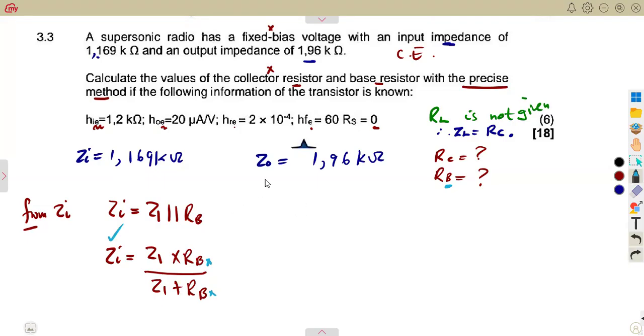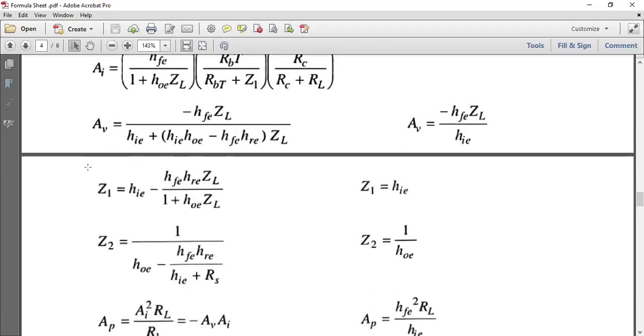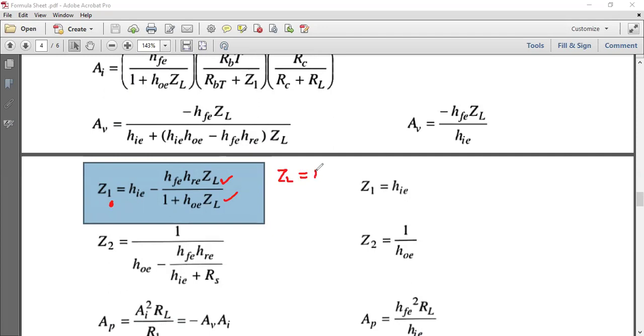From the precise method, how it was supposed to be calculated. I want you to see how it was going to limit us. If you check, you were going to calculate your Z1 using this formula. On calculating Z1, we can see that there is a ZL, and because we are not given RC, ZL will be equal to RC. So as you want to calculate Z1, you are limited because you will need RC, where RC is the value that we need also. Okay, let me write it.